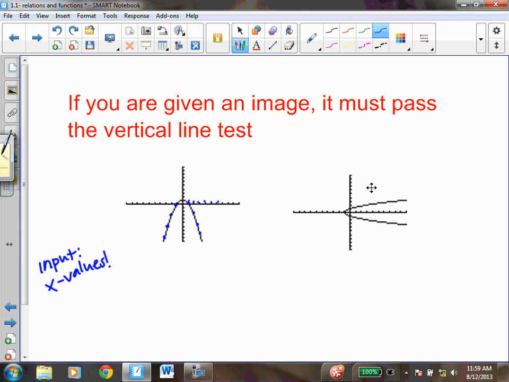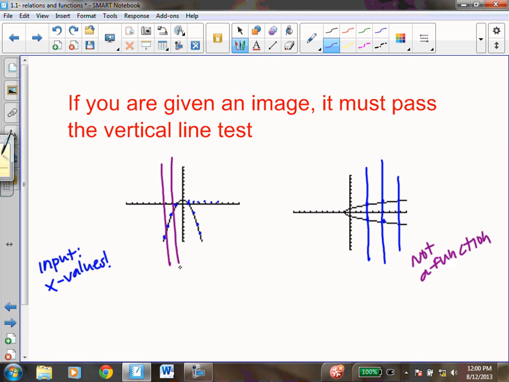Let's come over here. If I look at my input values on this particular graph, some input values have more than one output, or more than one y. This does not pass the vertical line test, because if I were to draw a vertical line through the x's, it crosses the graph in more than one place. So this is not a function. Here, as I draw vertical lines, I notice that each vertical line only crosses the graph once, so this would be a function.